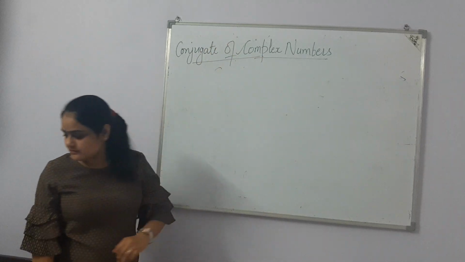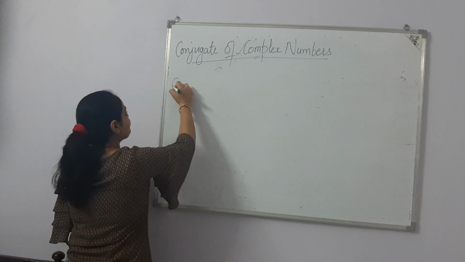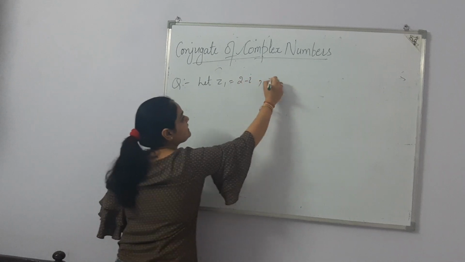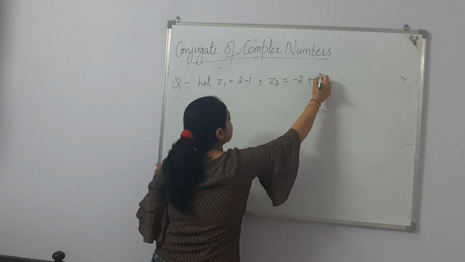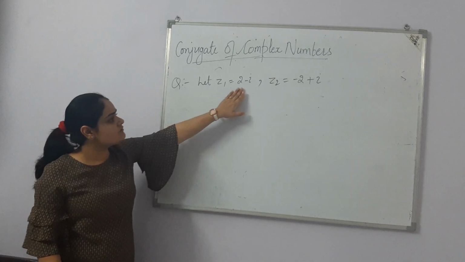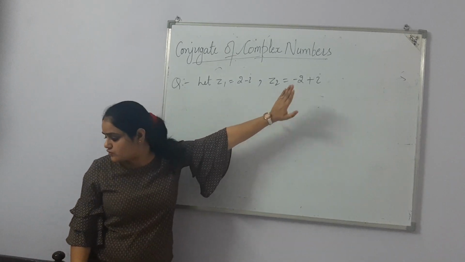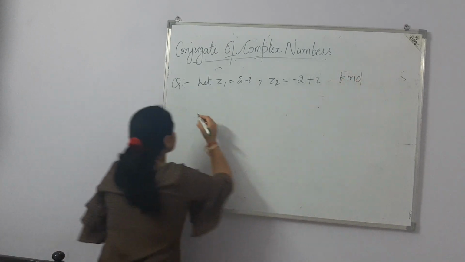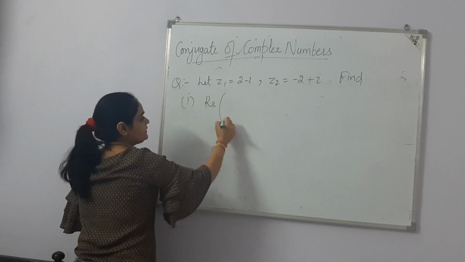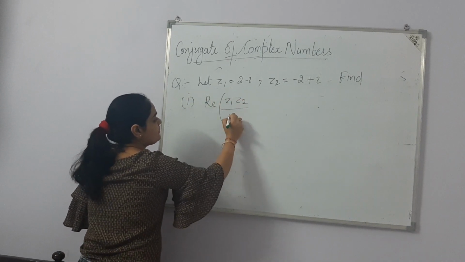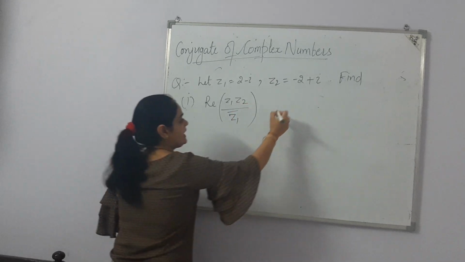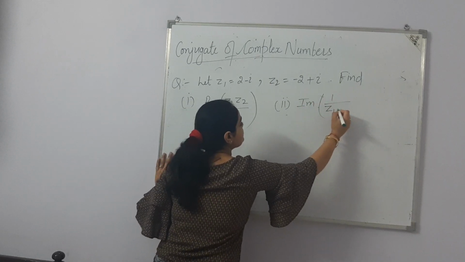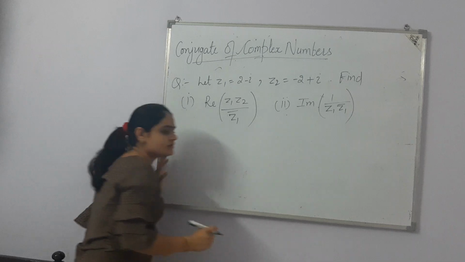Conjugate of complex numbers. We have one question. If z1 is equal to 2 minus iota and z2 is equal to minus 2 plus iota, we just want to find the real part of z1 z2 upon z1's conjugate, and the second part we have to prove is the imaginary part of 1 upon z1 z1's conjugate.